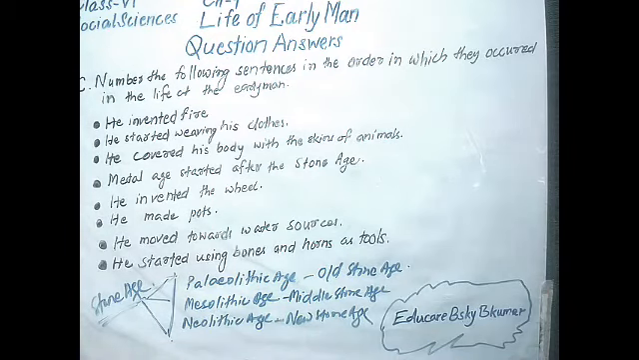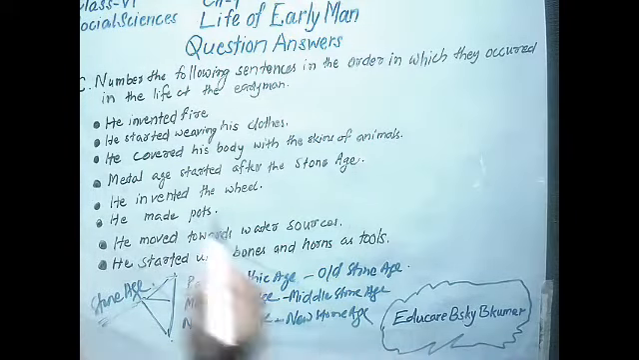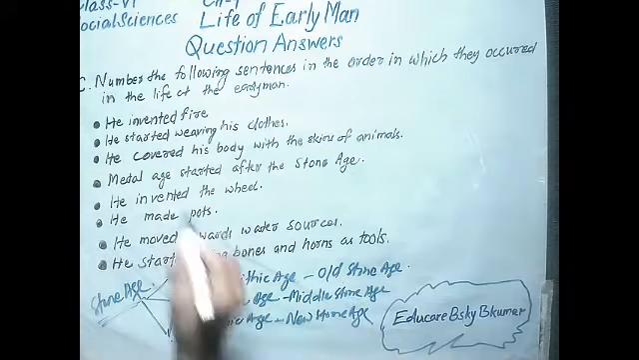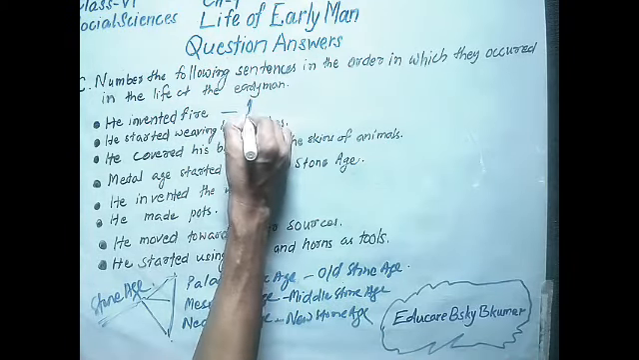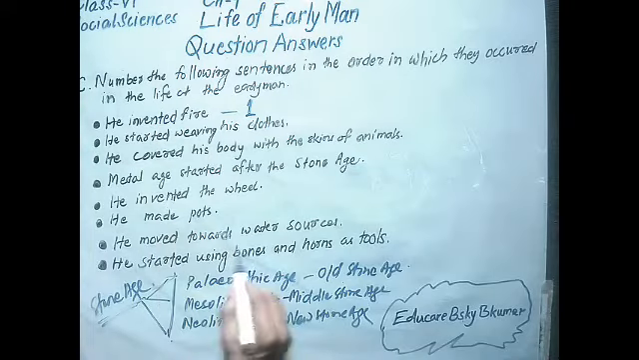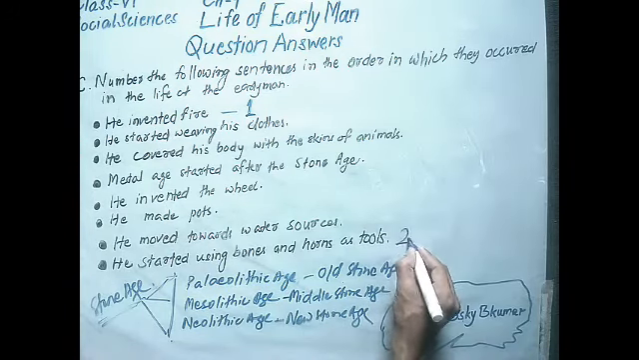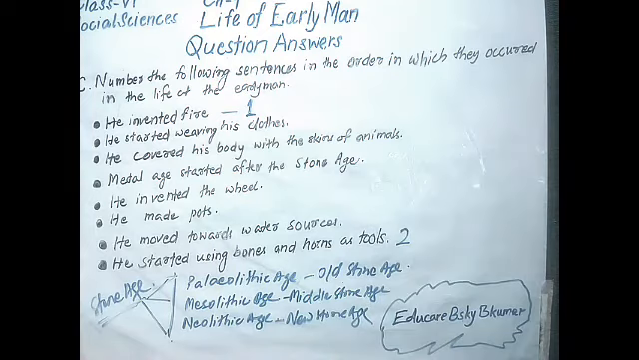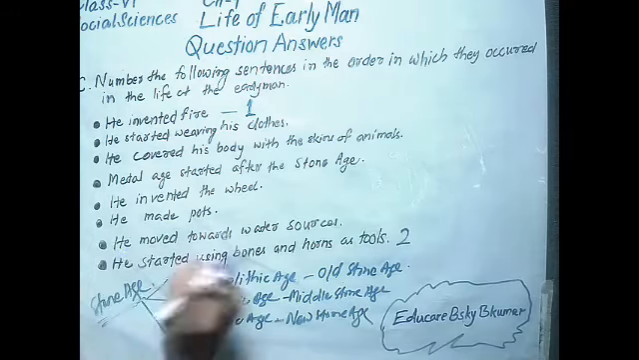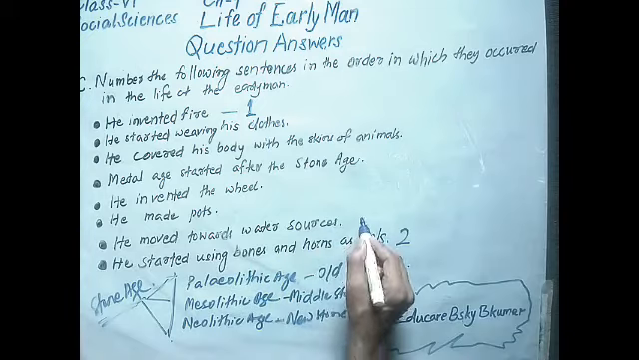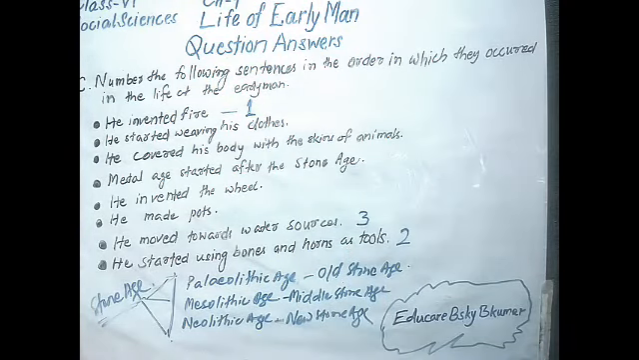The first one is he invented fire. This is the first one, which is done in the Old Stone Age. It is the activity of the Old Stone Age. Then he was using stones, and after that he used bones and horns, in the Middle Stone Age. Then in that period he moved towards water sources for a settlement life and the starting of agriculture. It is the third one.